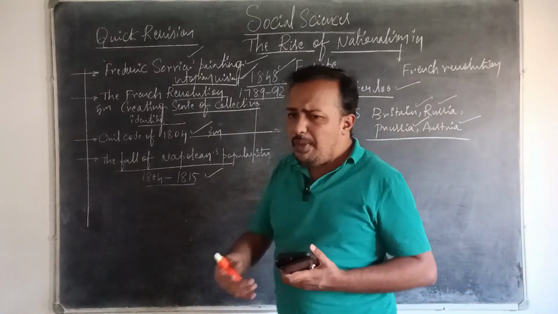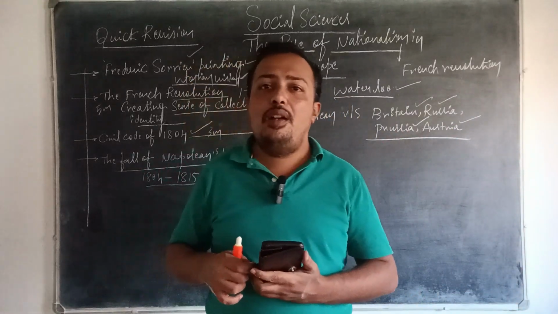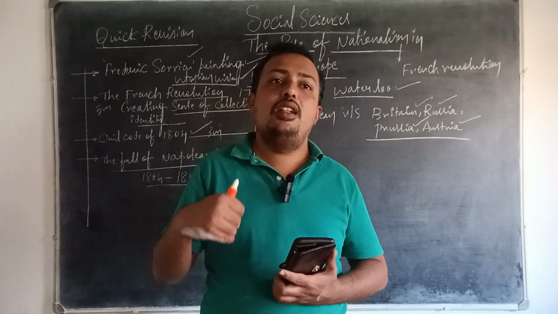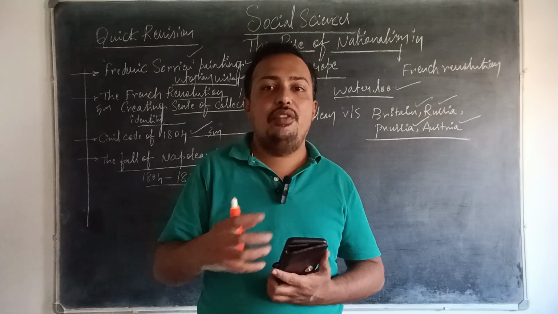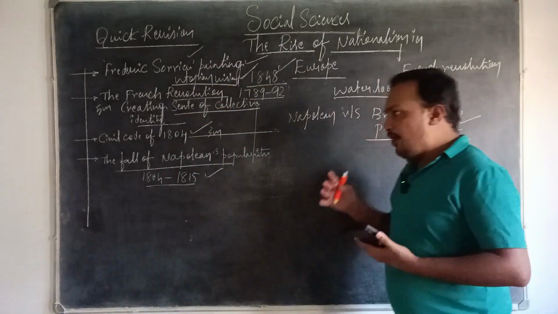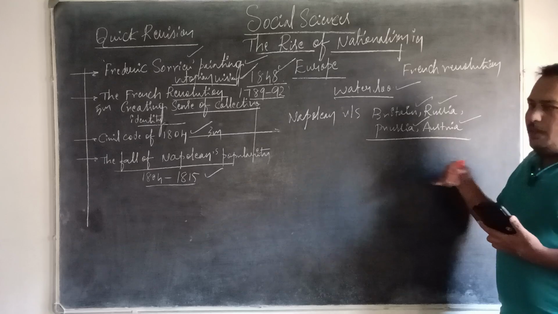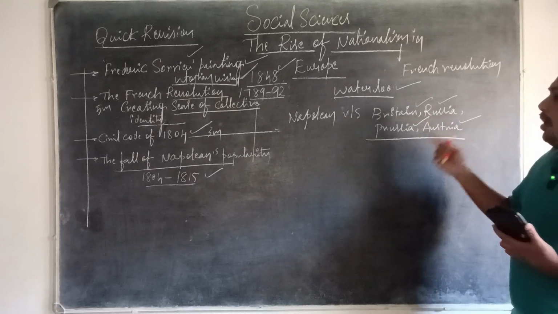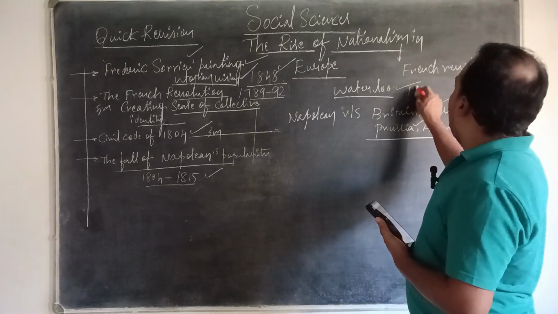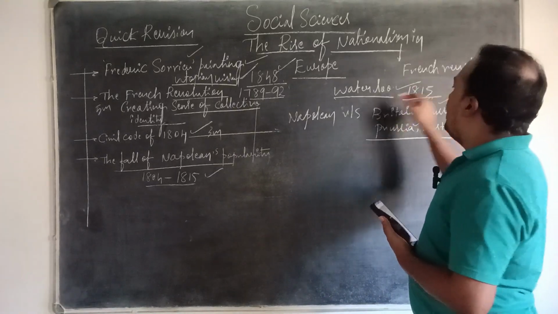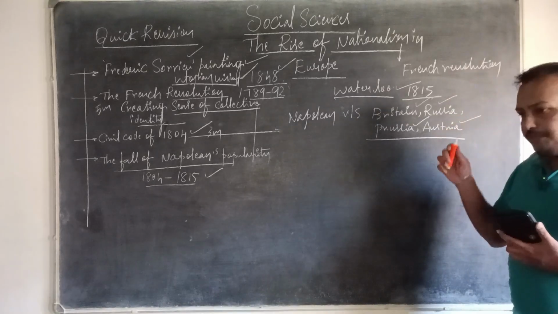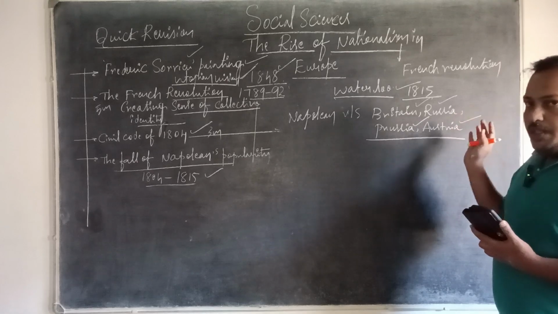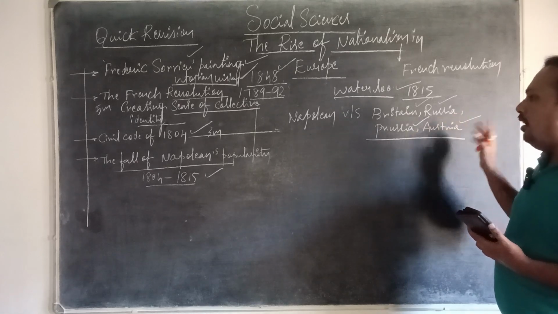In multiple choice they ask which were the combined force, or which among the following is the country involved in the defeat of Napoleon Bonaparte. So if you know these four monarchical powers, you can answer those multiple choice questions: Britain, Russia, Prussia and Austria. The Battle of Waterloo was waged in 1815 between Napoleon and the combined force led by Britain, with Russia, Prussia and Austria.